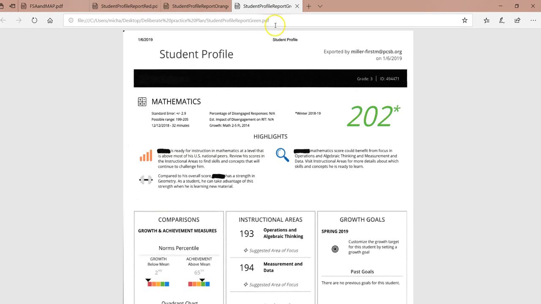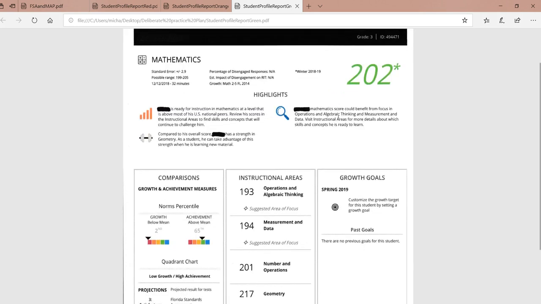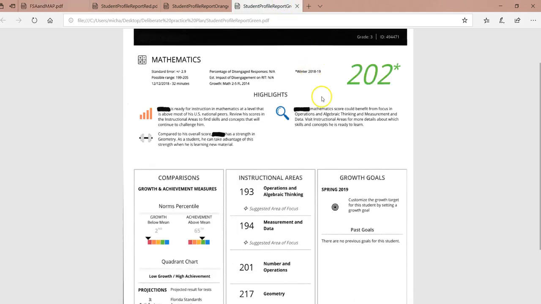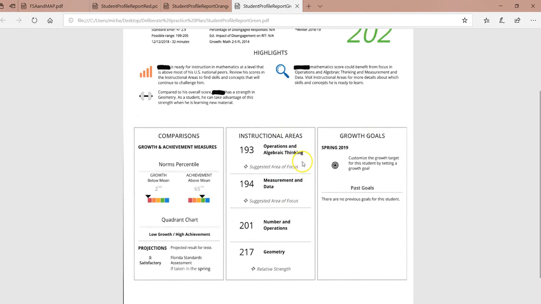And finally, let's take a look at this student. It provides the same information that it does for the other students, but it also provides their RIT score of 202, which, if I go back here, we're looking at them falling between the 197 and 204 RIT band, and between the 45th and 68th percentile. Here are their instructional areas, showing their suggested areas of focus and their relative strengths. For example, this particular student has a relative strength in geometry. Over here to the left, it tells us that if taken in spring, according to measures of academic progress, this student would receive a 3 on the FSA if taken in the spring.